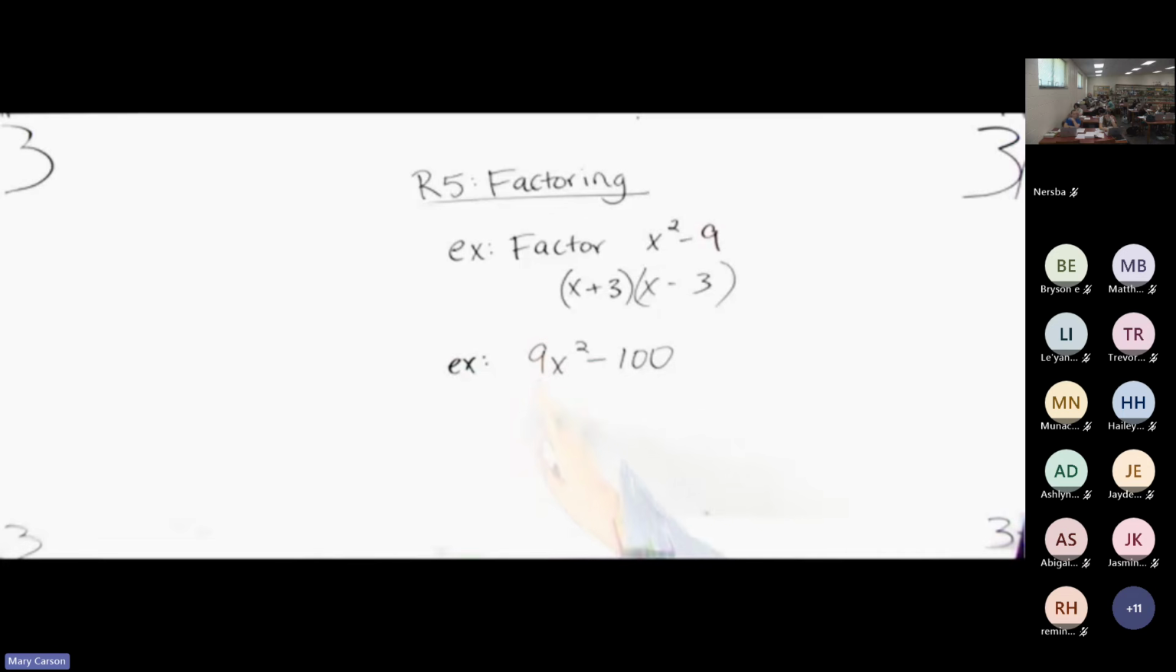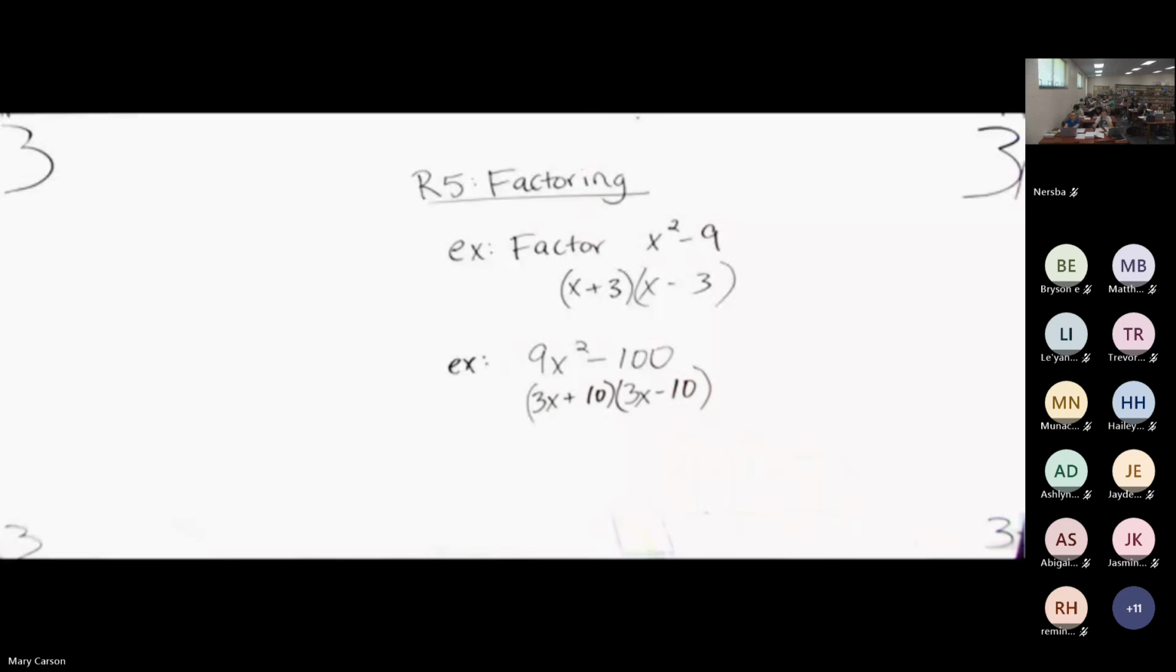Is 9 a perfect square? 3, okay? So I have a minus. 9 is a perfect square. Now that's going to break up into a 3 and a 3. I have an x squared, so that's going to break up into an x and an x. This is a minus, so I'm going to put a plus and a minus. And then what about 100? Is 100 a perfect square? What's that going to break up into? Yes, Ian, 10. And then we're done. Questions on this?